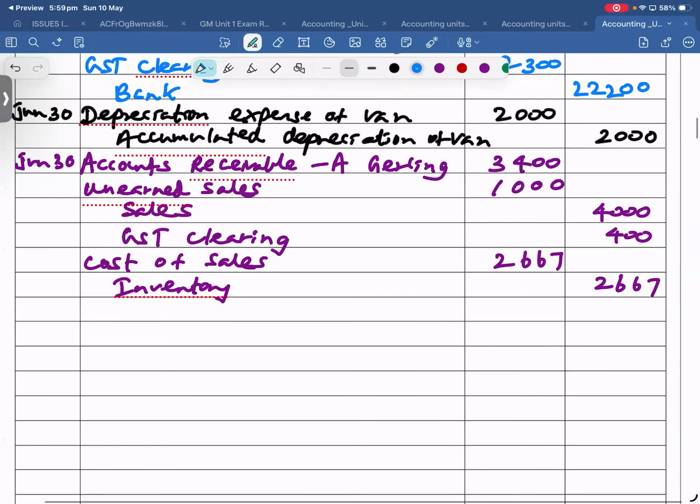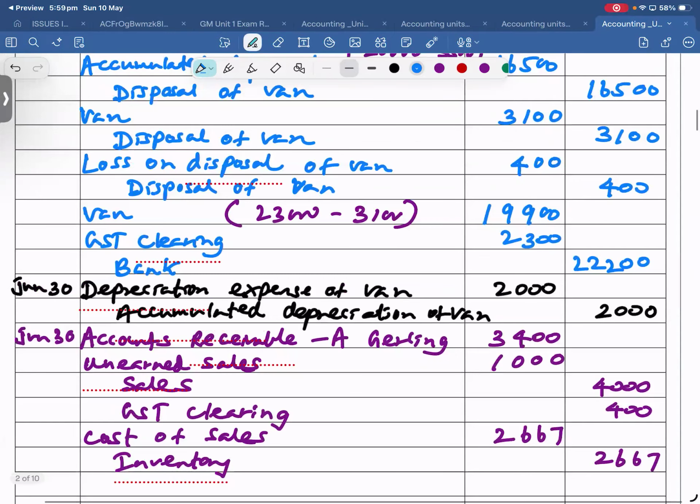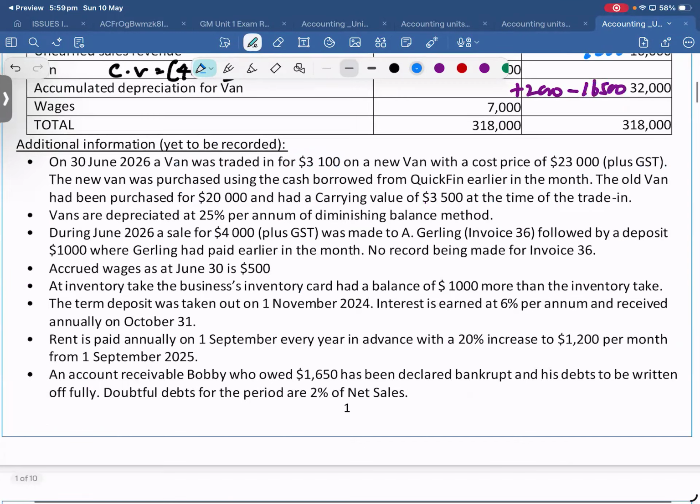Okay, guys, then next one. Accrued wages as at 30th June is 500. What's the double entry? Debit accrued wages and credit. Oh no, sorry, credit accrued wages and debit wages.